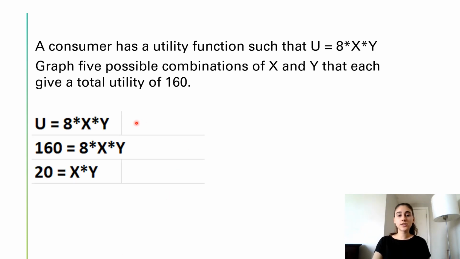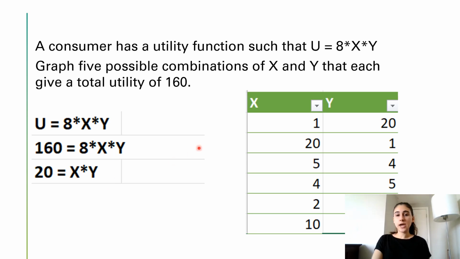So here we have the original equation, U equals 8 times X times Y. In this problem, we are told that total utility equals 160. Therefore, we could set U in this original equation to 160. When we do so, we could algebraically simplify by dividing by 8 on both sides. Our new equation is 20 equals X times Y. Once we have our simplified equation, we could find combinations of X and Y that equal 20.